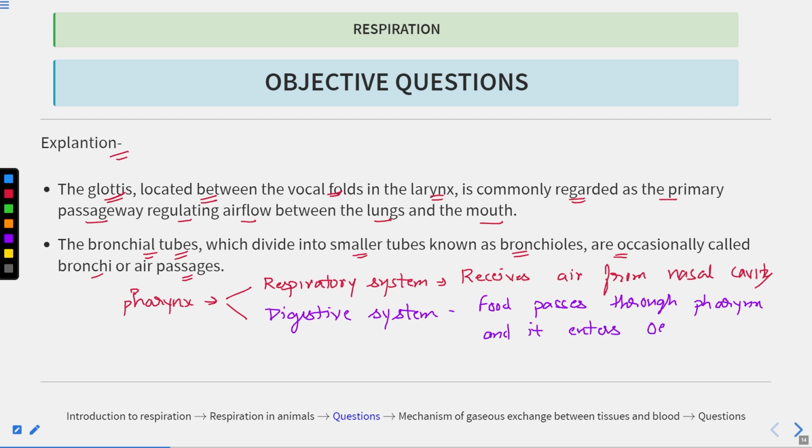The food enters the esophagus, which is a tube-like structure. From the esophagus, it will enter the stomach, and from the stomach, it will enter the small intestine. From the small intestine, the undigested food enters the large intestine, and then it is thrown out of the body through the anus. So now you know all these terms: glottis, bronchial tubules, and pharynx, and now you can understand why larynx was the correct answer.